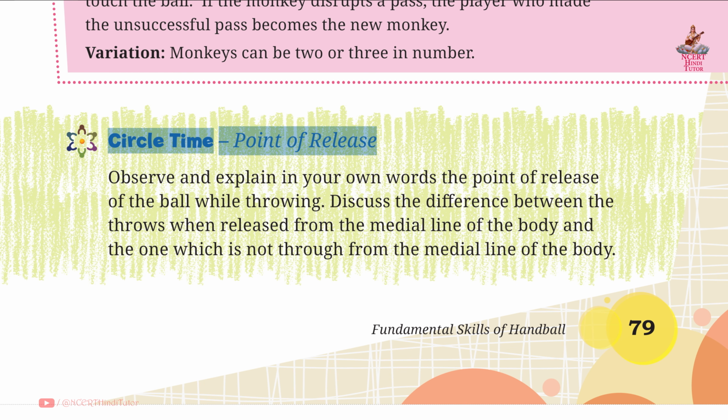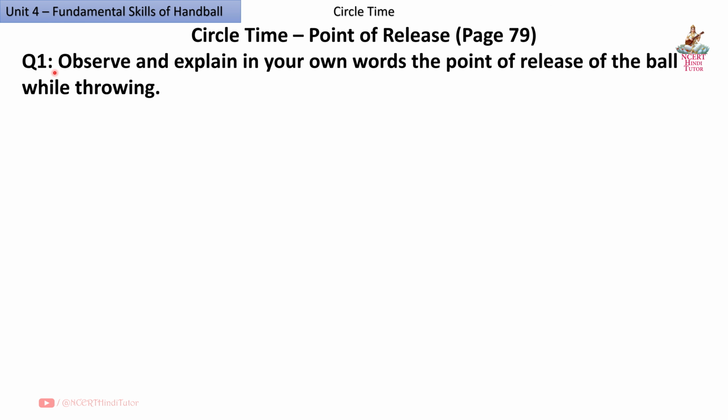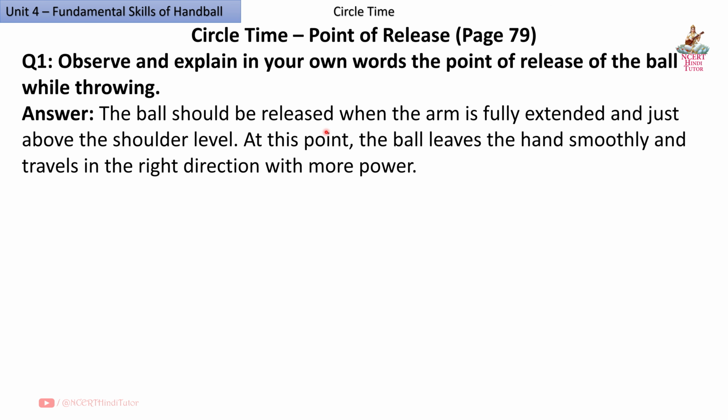Circle time, point of release, page 79. Question 1. Observe and explain in your own words the point of release of the ball while throwing. Answer. The ball should be released when the arm is fully extended and just above the shoulder level. At this point, the ball leaves the hand smoothly and travels in the right direction with more power.